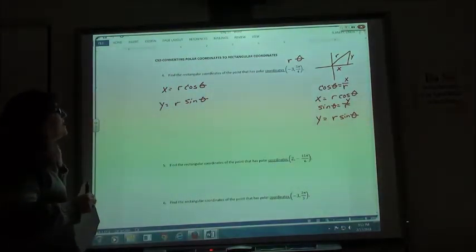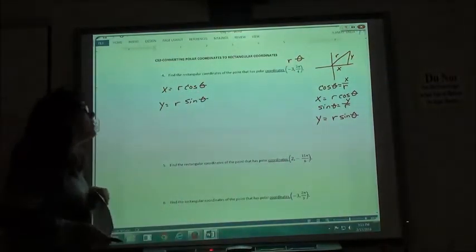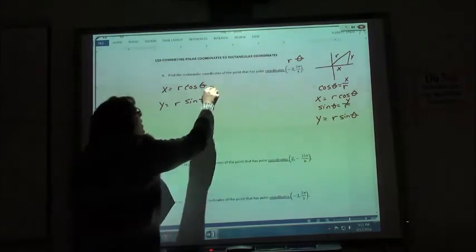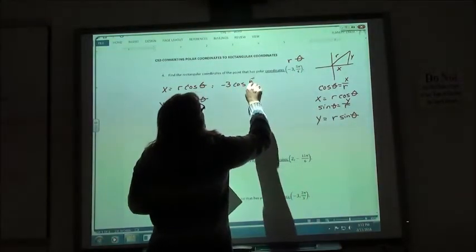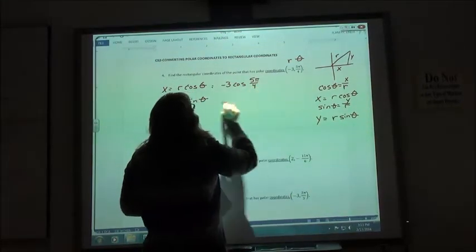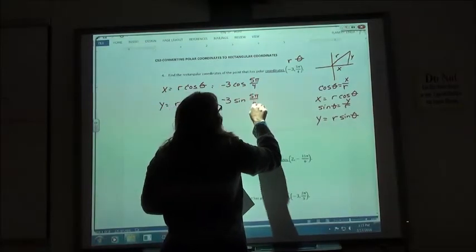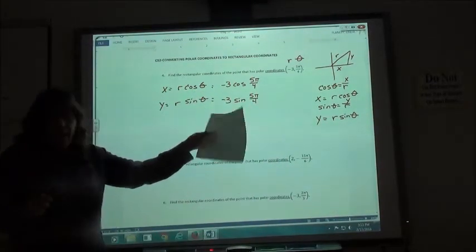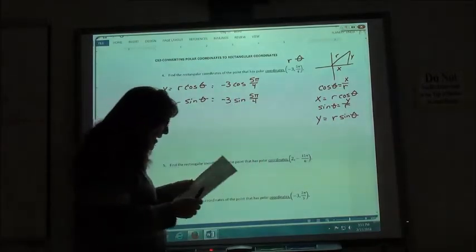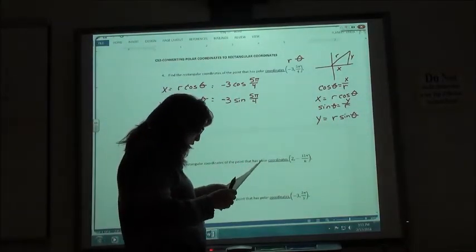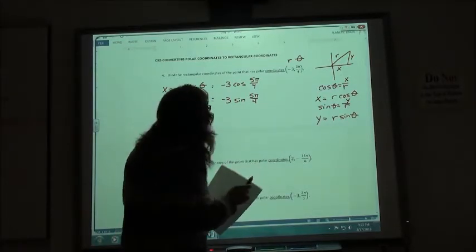So in this case, the R is the -3. That's already there, that first value in my polar coordinate. So I'm going to have -3 times the cosine, and here's my angle, 5 pi over 4. Here I'm going to have -3 times the sine of 5 pi over 4. And once again, I'm just going to use my table that I have. So make sure you have your table handy, and you're just going to look up what is the cosine of 5 pi over 4. I get negative square root of 2 over 2.